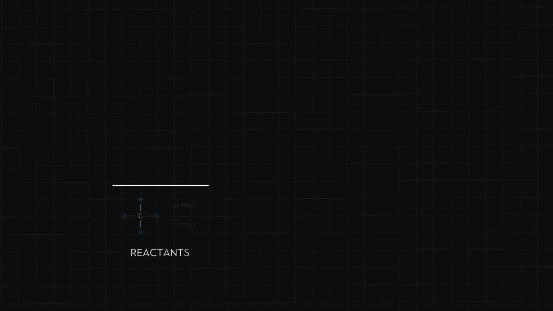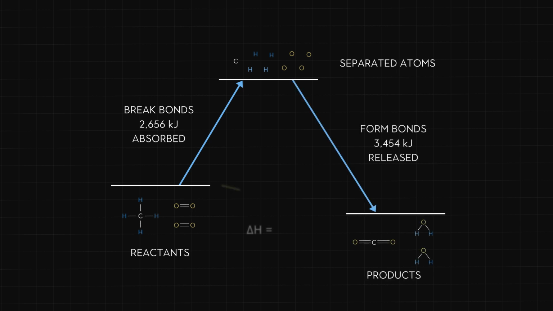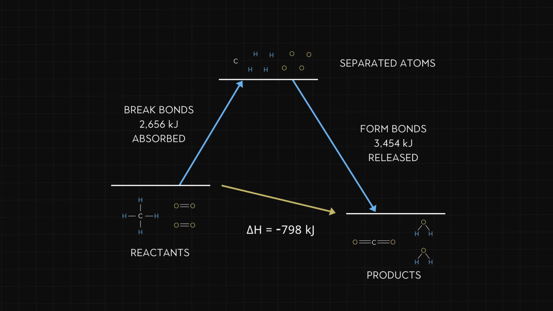Now, since more energy is needed to break bonds in the reactants, which is the 2,656 kilojoules, than is released when forming bonds in the products, which is the 3,454 kilojoules, overall, energy is given off, and the change in enthalpy for the reaction is 2,656 kilojoules minus the 3,454 kilojoules, giving negative 798 kilojoules. And the net energy change is negative. The reaction is exothermic, and the energies of the products are 798 kilojoules lower than the energies of the reactants.